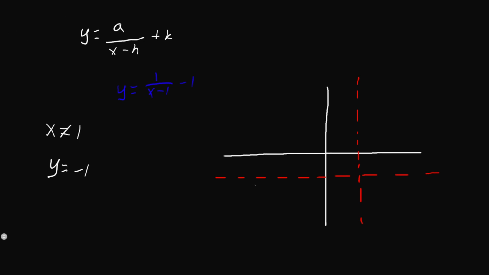So let's go ahead and plug in x is equal to 0. When x is equal to 0, that's 1 over negative 1, which is equal to negative 1, minus 1, which is negative 2. So we're going to get negative 2.